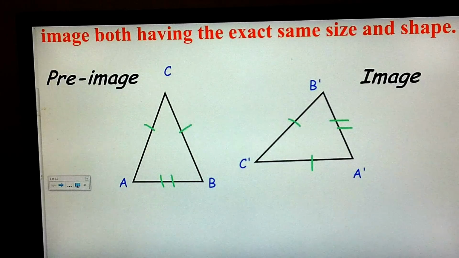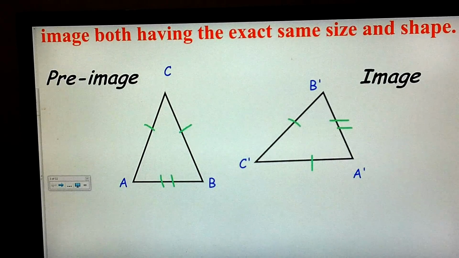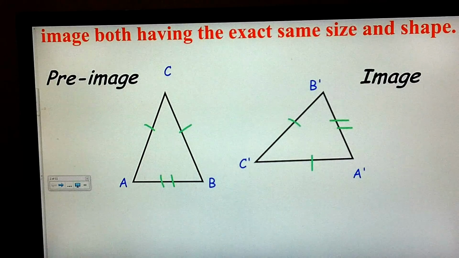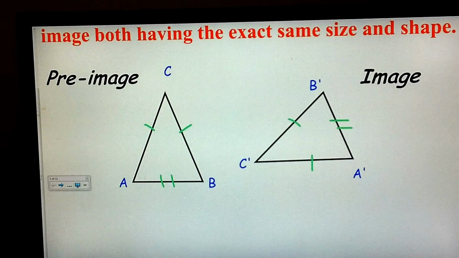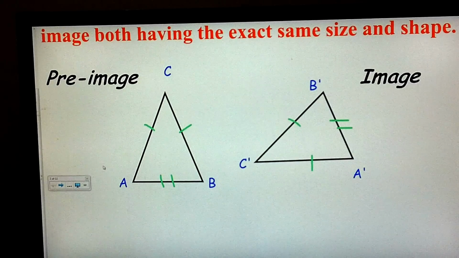Take a look at the image. Look at how it is labeled. The image is labeled by tick marks as well, and the letters have a little apostrophe, or it almost looks like a little 1 beside it. The way that we read this is A prime. A prime reflects the point A after it has been transformed. Take a minute, and if you need to rewind or pause, go ahead and do that to go through this step again.